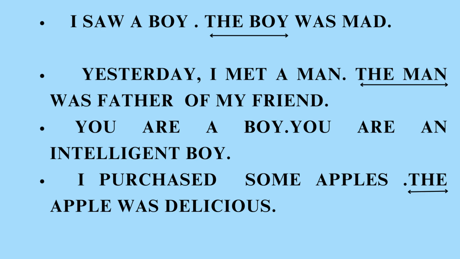Yesterday, I met a man. The man was the father of my friend. You are a boy. You are an intelligent boy. I purchased some apples. The apples were delicious. Now, what do we understand after having a look at all these sentences? That when you are referring for the first time to any person or thing, you may use the article a. And when you mention it for the second time, we use the article the.